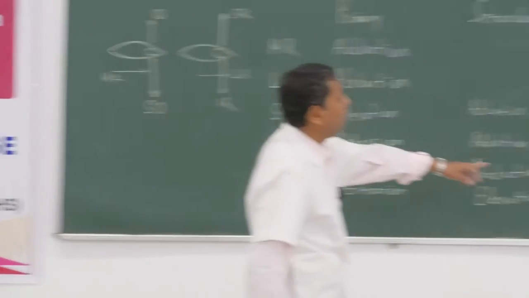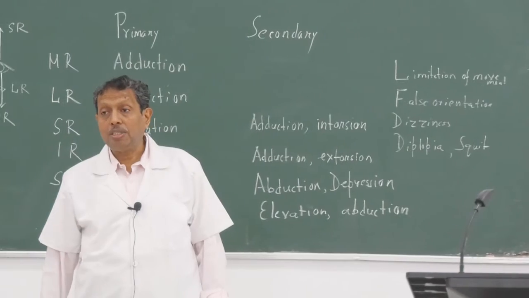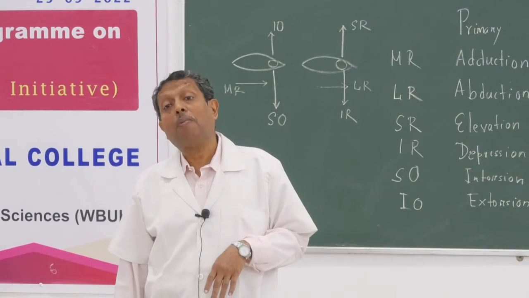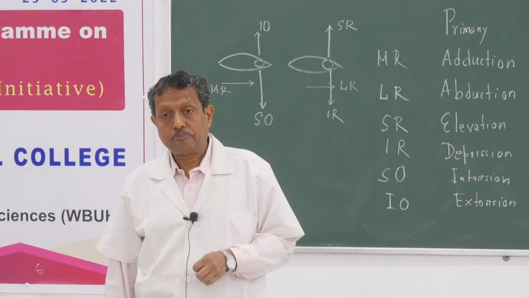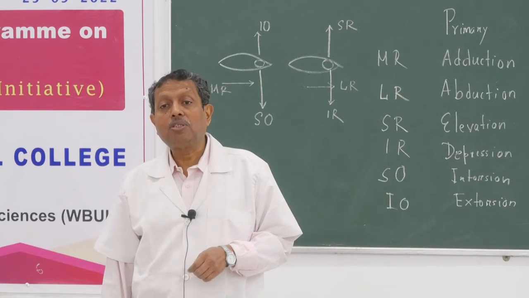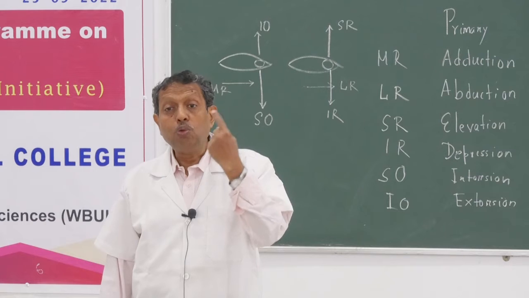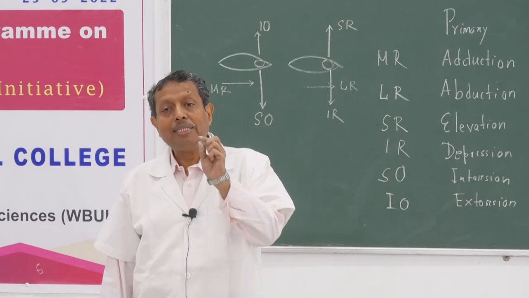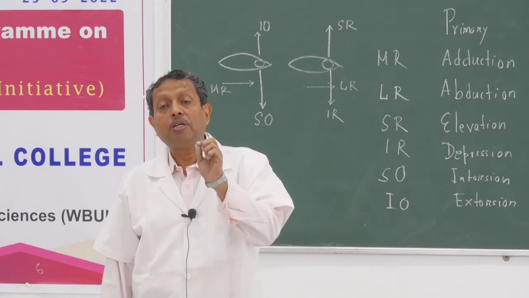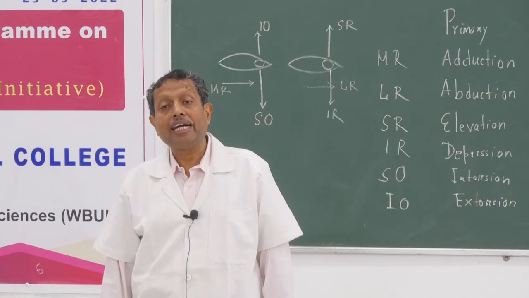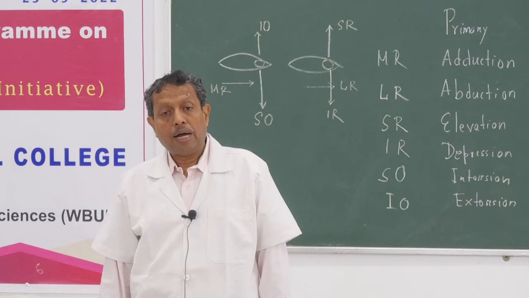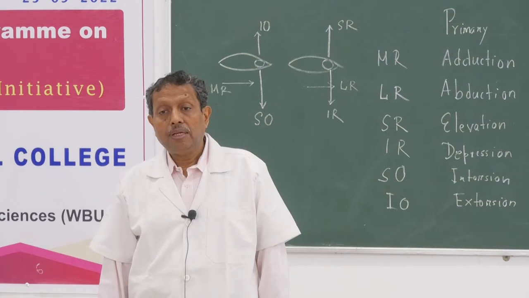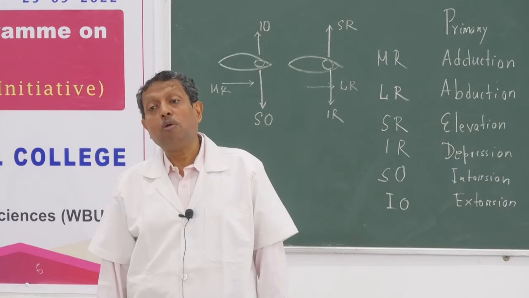Now diplopia can be seen whenever there is some paralysis or weakness of the muscle. Double vision. We are seeing one object, but two images are formed in two eyes, but we see one object because the images are formed on corresponding points or identical points. When they are not falling on identical points, then there is no fusion, and then diplopia occurs.